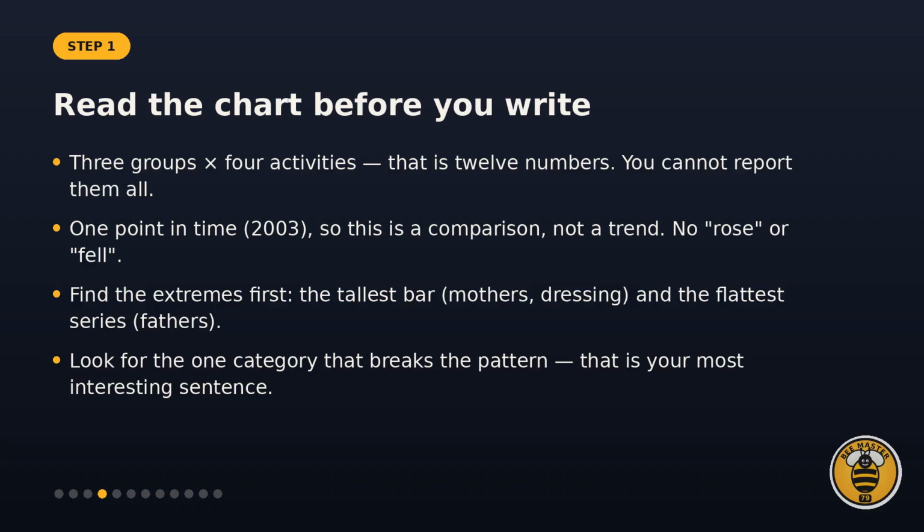Find the extremes first: the tallest bar, which is mothers on dressing, and the flattest series, which is fathers. Then look for the one category that breaks the pattern. That will be your most interesting sentence.